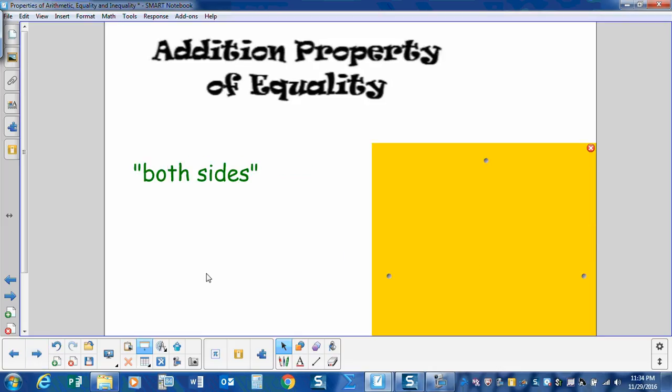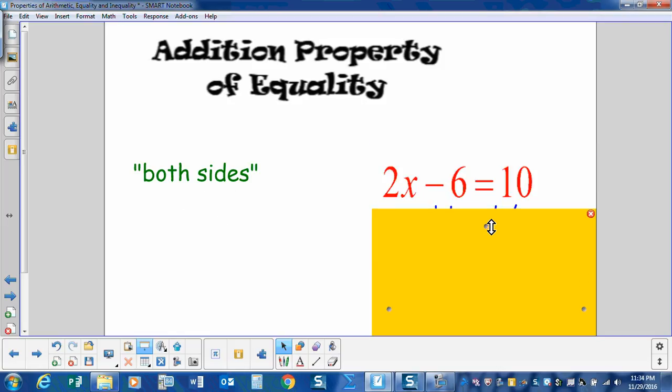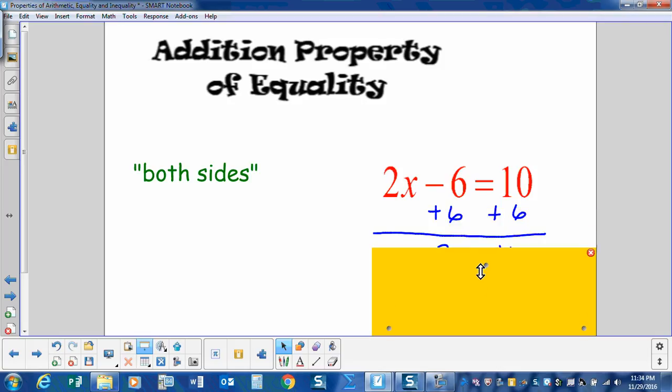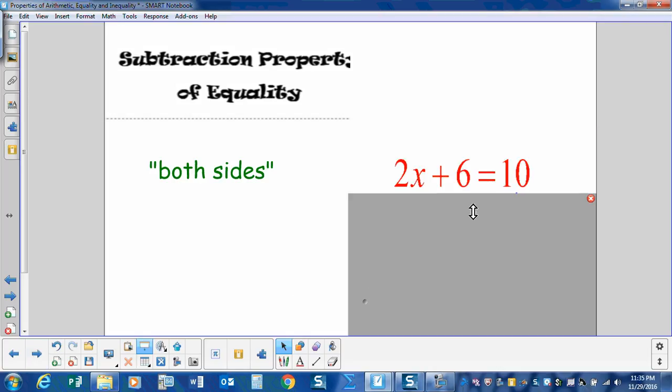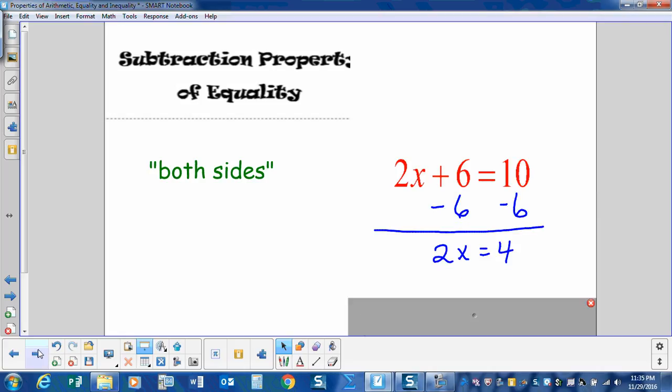The addition property of equality says that we can add the same value to both sides of an equation. So 2x minus 6 equals 10. We add 6 to both sides. That's the addition property of equality. The subtraction property of equality says that we can subtract the same value from both sides of an equation. 2x plus 6 equals 10. We can subtract 6 from both sides.